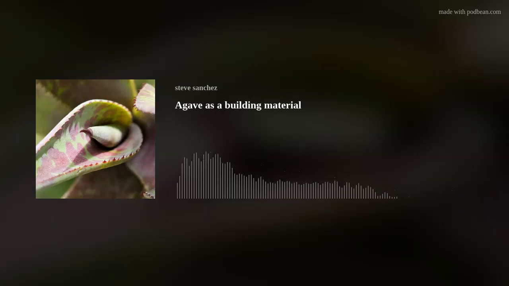Maybe it won't be as structurally stable to build multiple stories or really complicated structures, but for say a shed, a garage, or something that maybe is not a dwelling, this could definitely be a resource that's used very well.